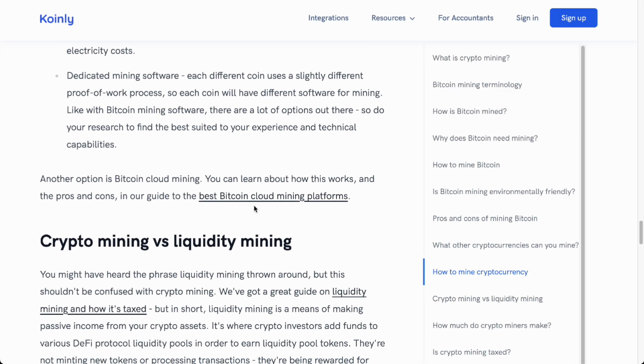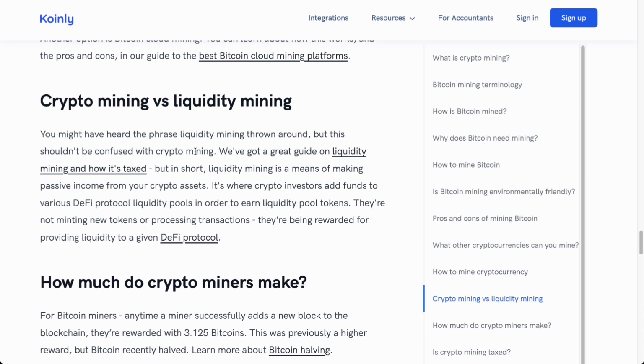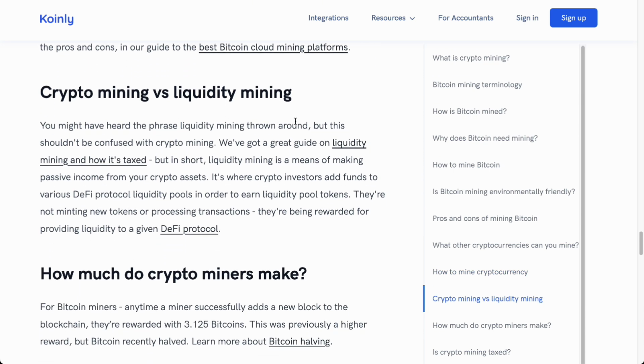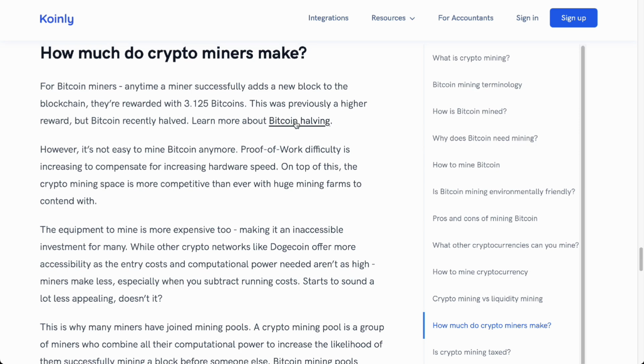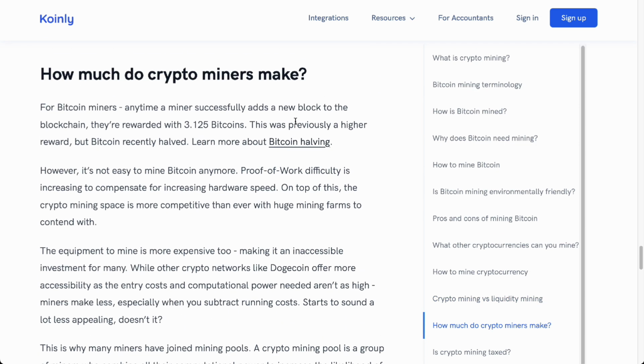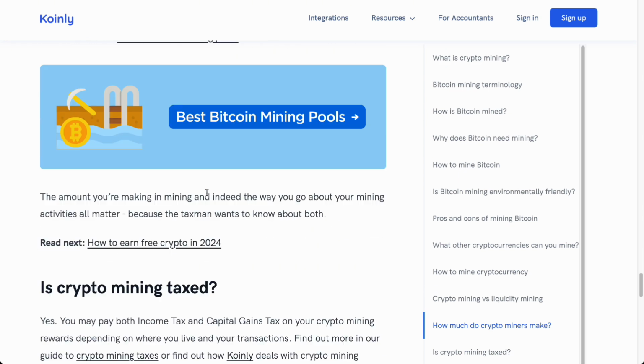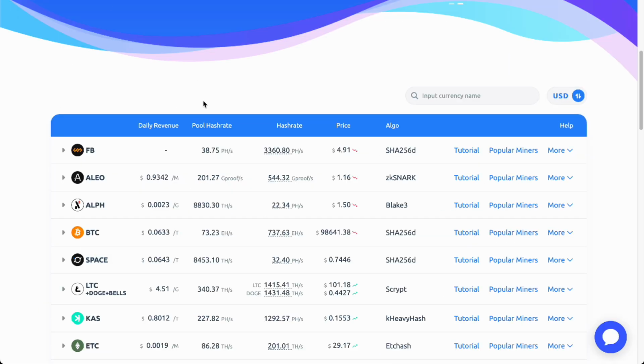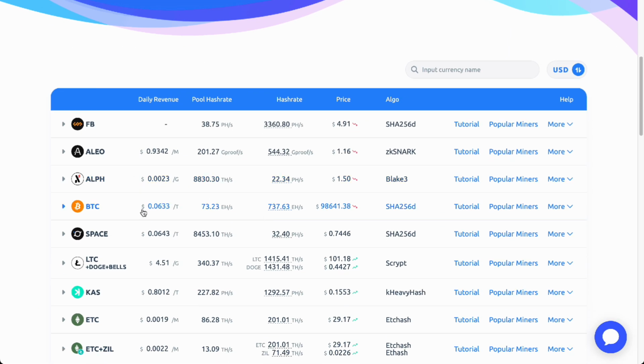So you can also learn how it works right here on Coinly, and you can compare crypto mining versus liquidity mining. It would be most efficient to go with liquidity mining right now since there's already been a Bitcoin halving and the actual reward has been halved already. So you're going to get less and less Bitcoin if you're going to mine Bitcoin only.